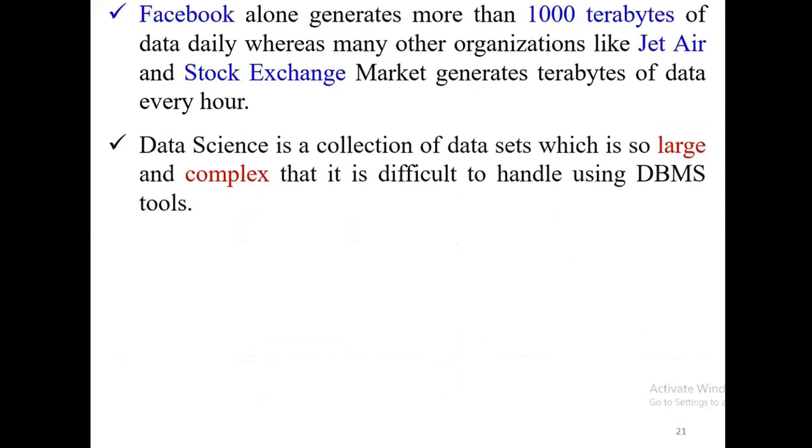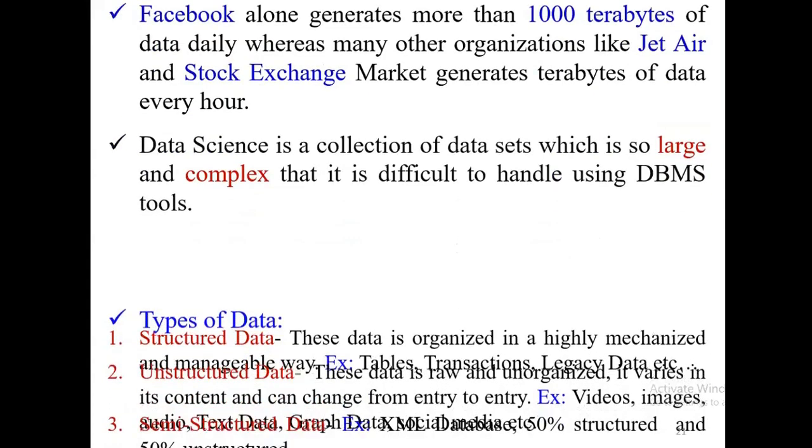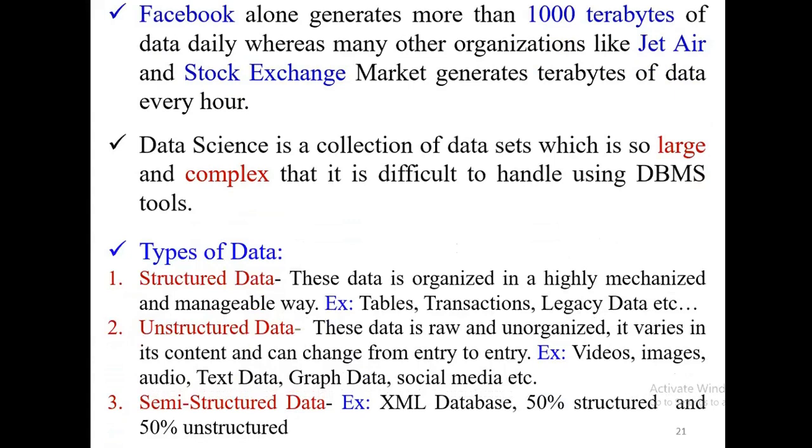So Facebook alone generates 1,000 terabytes of data daily, whereas many other organizations like Jet Airways and the stock exchange market generate terabytes of data every hour. So data science deals with data sets which are so large and complex that they are difficult to handle using DBMS tools. There are three types of data we are handling in the real-time environment: structured data, unstructured data, semi-structured data.